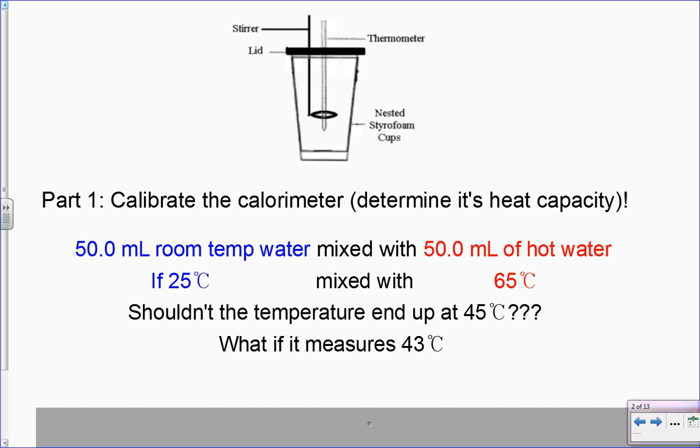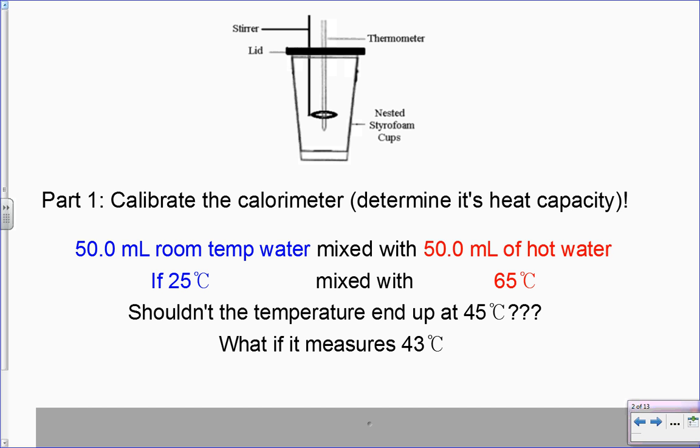We can use Q equals mc delta T. We know the mass of the water. That's 100.0 milliliters. We can use the density of water, 1.00 grams per milliliter for pure water, to find its mass. We know the specific heat of water. And we've got this missing 2 degrees. We can calculate the energy involved in that missing 2 degrees. Well, that's the energy that went into the calorimeter rather than warming up the cool water.